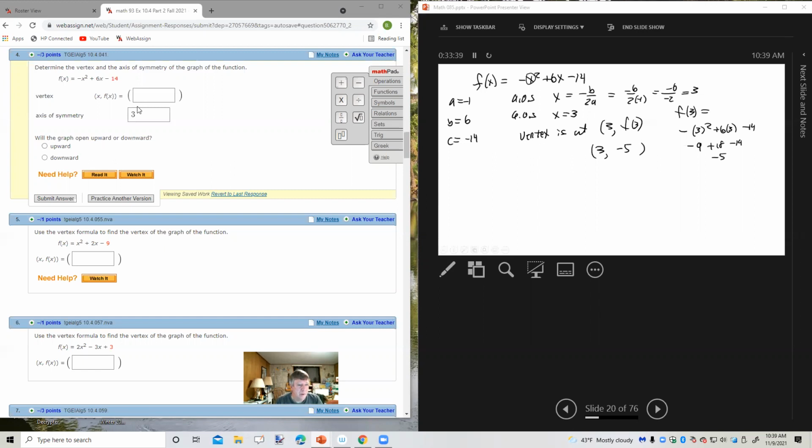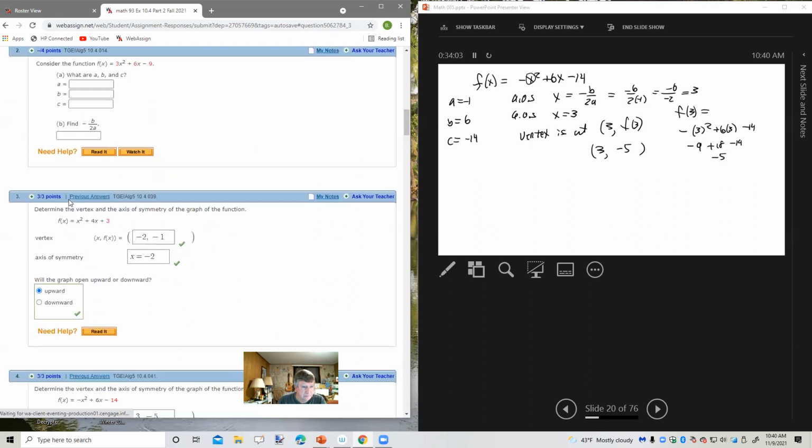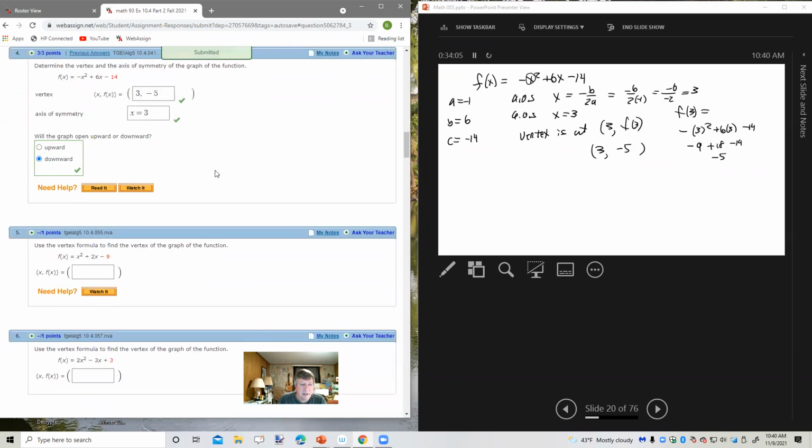Oh, I've messed up already, haven't I? This should be x equals 3. And then this should be 3, negative 5. A is negative, so this parabola opens downwards. And there we have it. Again, any questions about that particular problem?